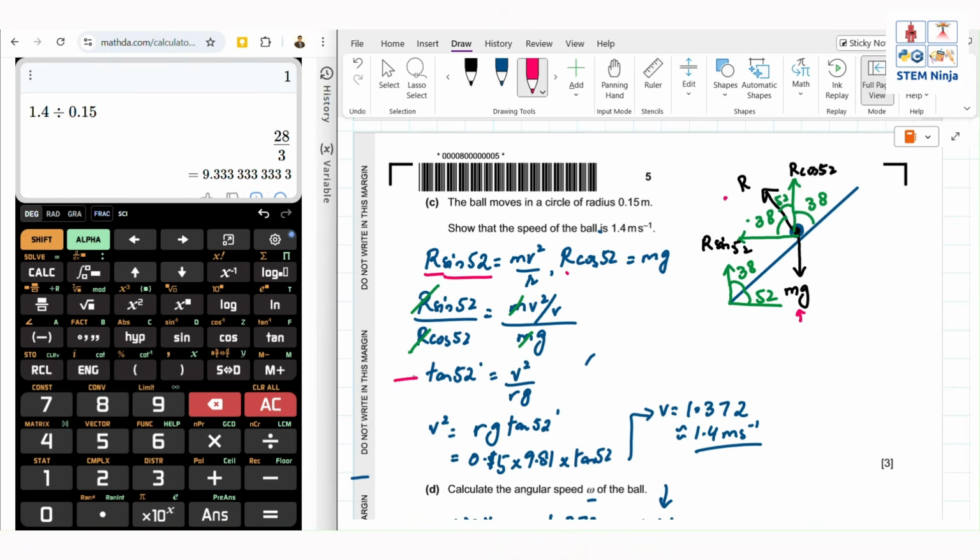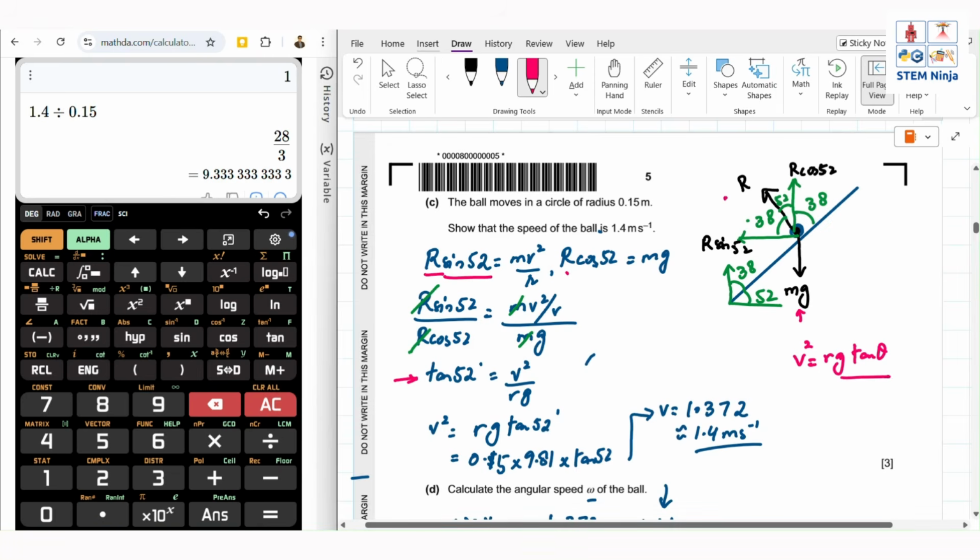We brought this over here and simplified to this. So the relationship that we have is v squared equals Rg tan theta. So this g tan theta is basically constant. So basically what we have is v squared is directly proportional to R, right? So that is not exactly changing.